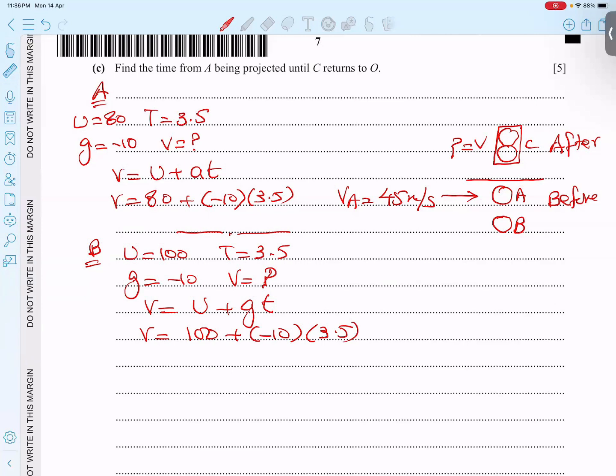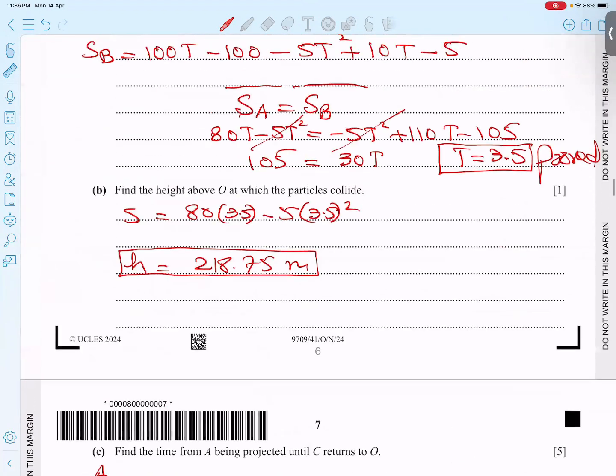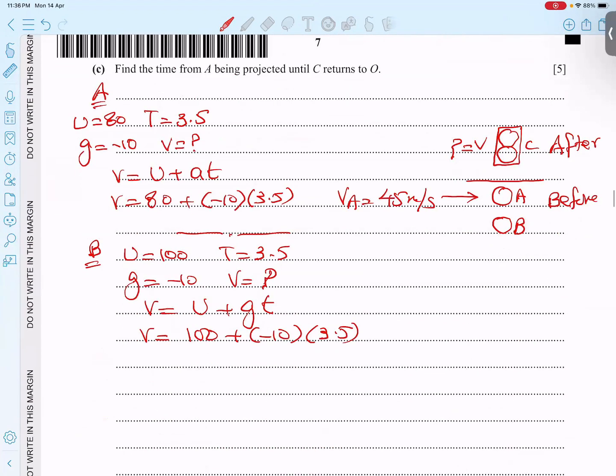I got here, yes, just let me check. Yes, it is coming 45 for A, and let me recheck. 10 times 3.5, yeah, 3.5. So I get it here 65.